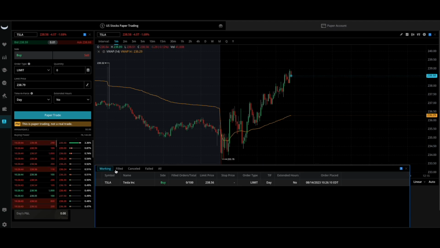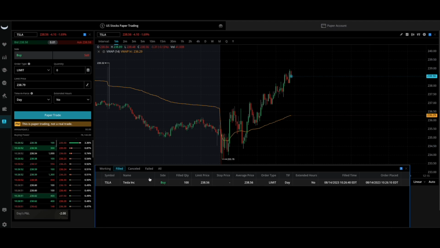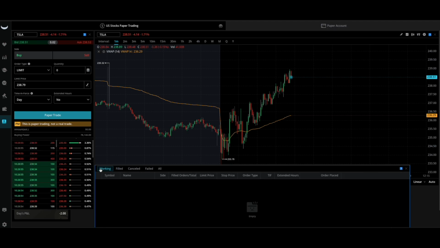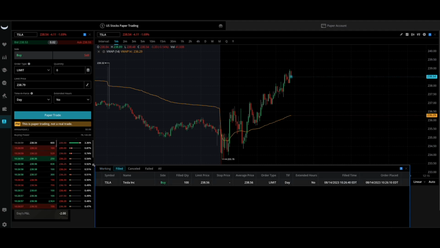In order to see if it actually filled, click under filled. And now you can see that I filled at 238.56. So now we're in the stock. Let's see if we click on working, does it show? It still doesn't show, but we know we filled at least.